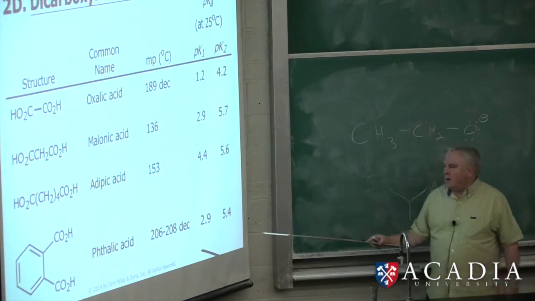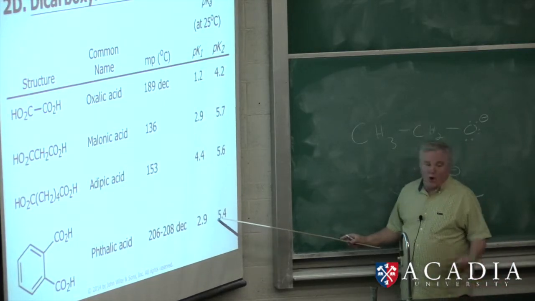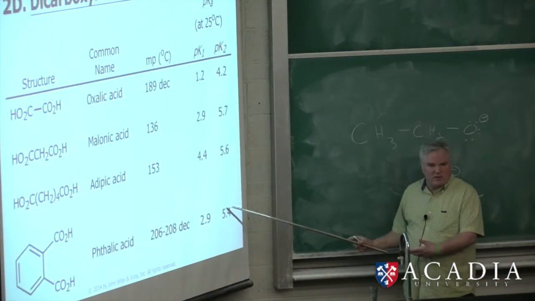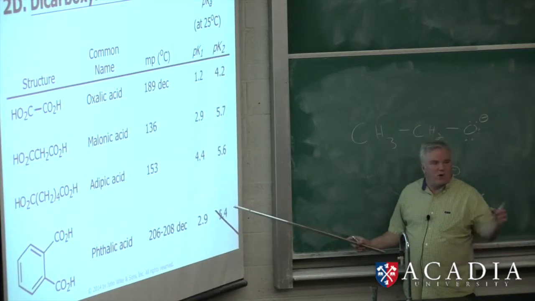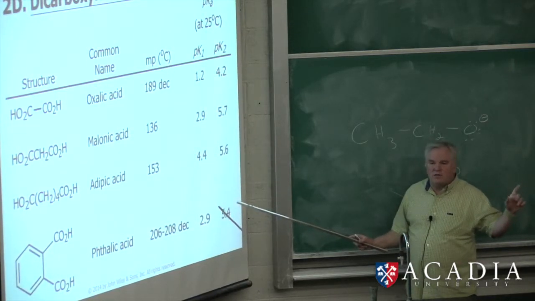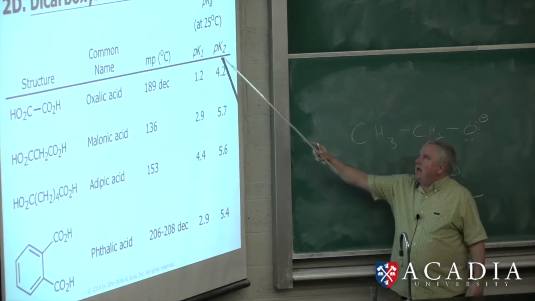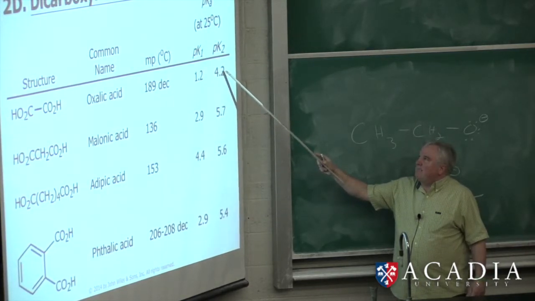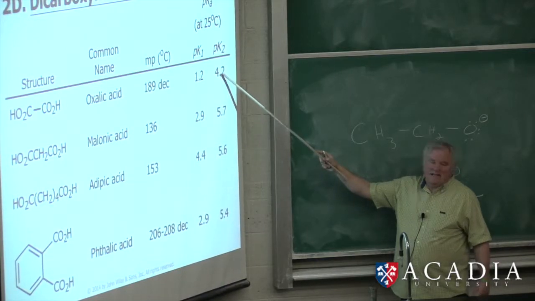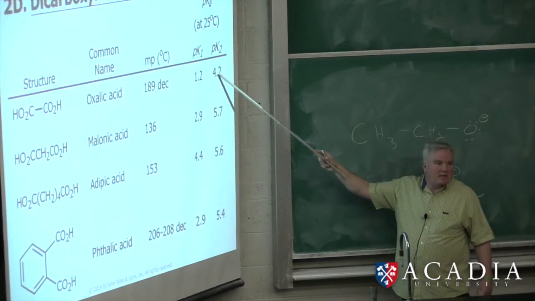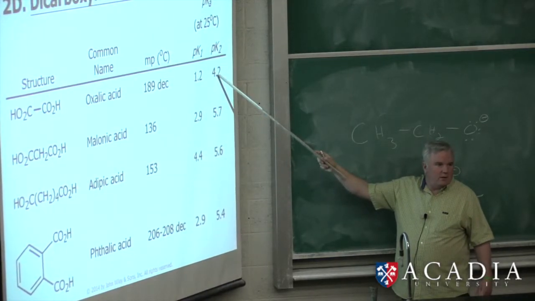Phthalic acid is a dicarboxylic acid. Notice that the second ionization is harder to do, because then we're going from something that has 1 negative charge to something that has 2 negative charges. But take a look at that pKa, the second pKa for oxalic acid. It's a better acid than acetic acid.